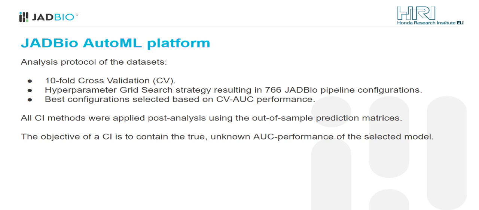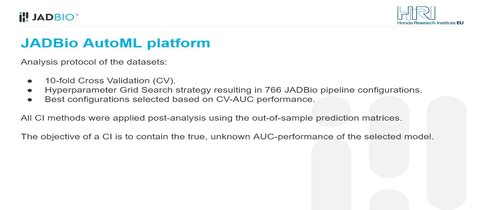This is the analysis protocol that we follow in order to compare the various methods. We apply our JetBio AutoML platform with a tenfold cross-validation protocol and a grid search for hyperparameters of the various methods and the models, which results in 766 JetBio pipeline configurations that consist of a feature selection module and a predictive model module. And then the best configurations are selected based on the cross-validated AUC performance of the various models.